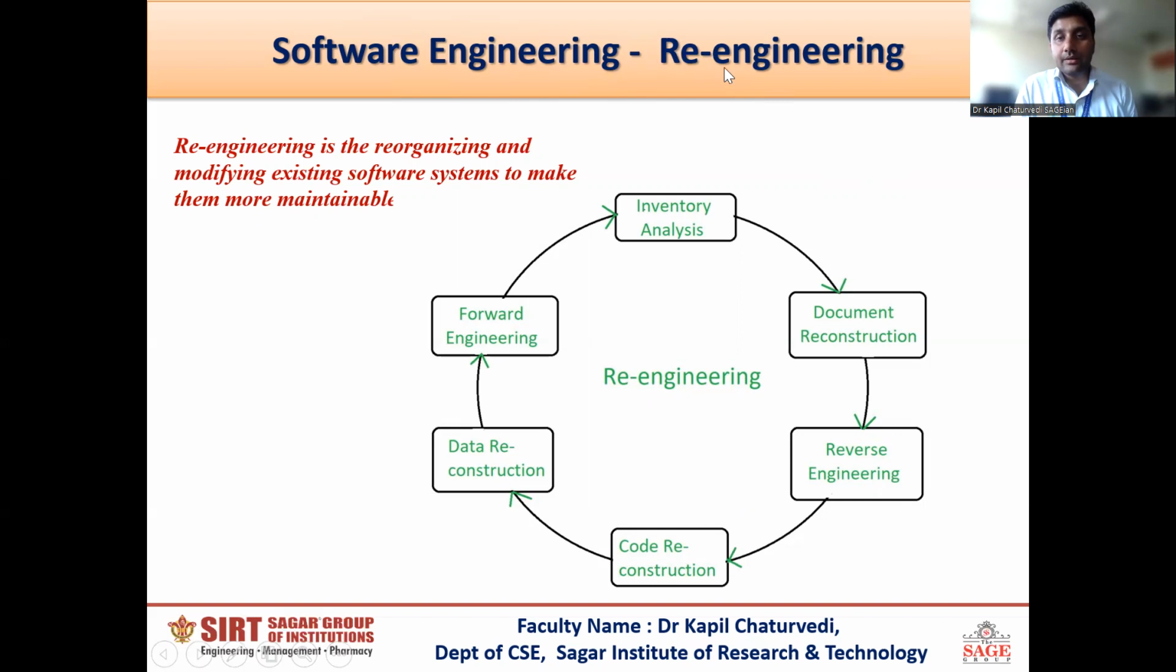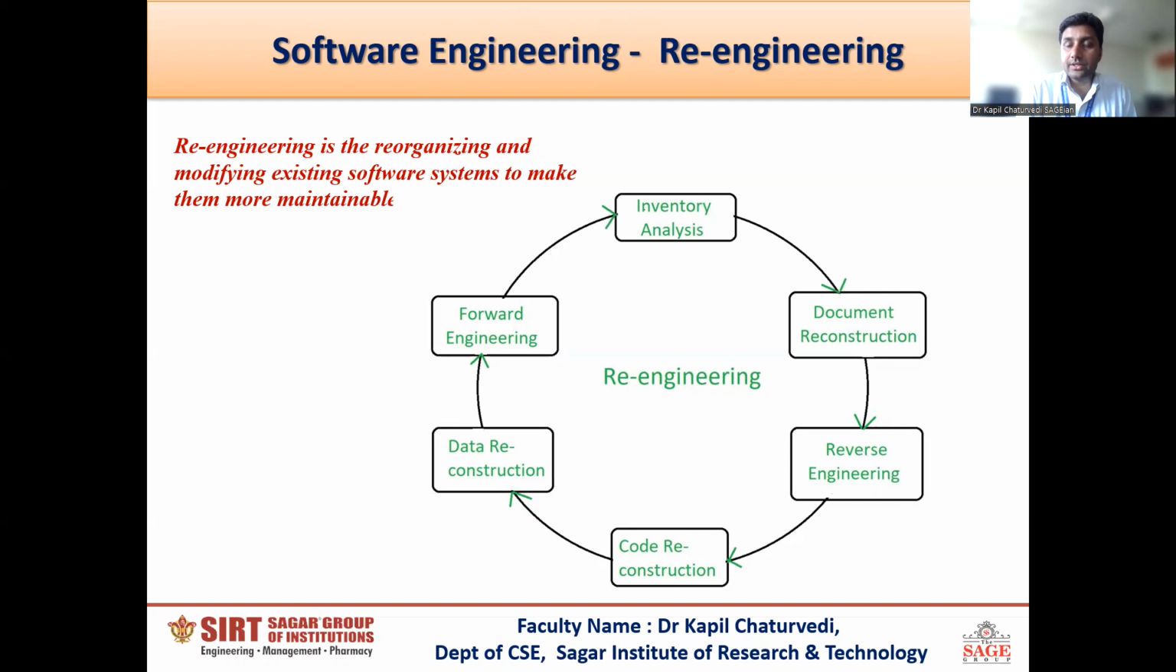In software engineering, re-engineering means recognizing and modifying existing software systems to make them more maintainable. It means if the software is more customized, then that software will be more maintainable. So in this diagram, to understand that process, you can refer to the diagram where first: inventory analysis, then document reconstruction, then reverse engineering. Inventory analysis means analyzing the things we have to do.